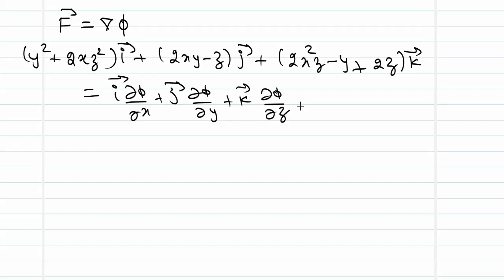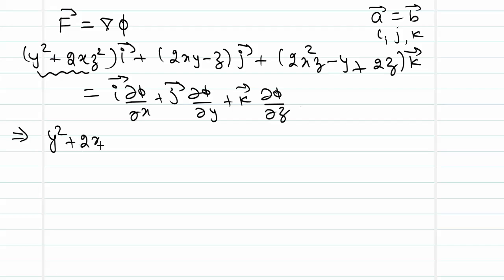Now right hand side also we have a vector and left hand side also we have a vector. When can we say that two vectors, a vector is equal to b vector? If their components in the respective directions of i, j and k are going to be the same, then we can say that the two vectors are equal. In which case, what do we have now is the i component. What is the i component of f? y square plus 2xz square. This must be equal to the i component on my right hand side. What is the i component? Dou phi by dou x.